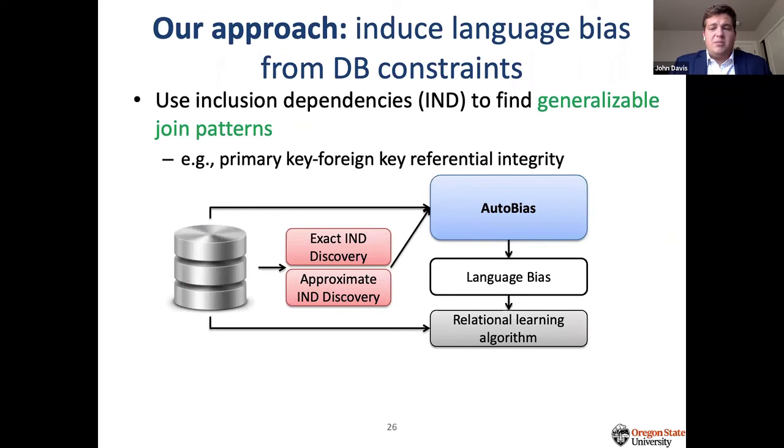The basic intuition behind our system, autobias, is to use inclusion dependencies to find which join patterns are most beneficial to our goal of maximum positive coverage. One such relationship is the primary foreign key relationship.